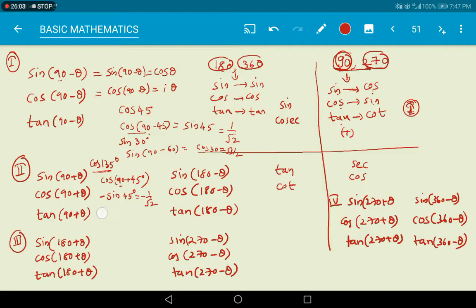Next, suppose they are asking cos 120. So 120 is in which quadrant? In the second quadrant only. So we can write cos of 90 plus 30. So in the second quadrant cos becomes sine, and in the second quadrant the cos function is negative, therefore minus sine 30, minus 1 by 2. So like that we can find any angle in four quadrants, whatever angle they give.